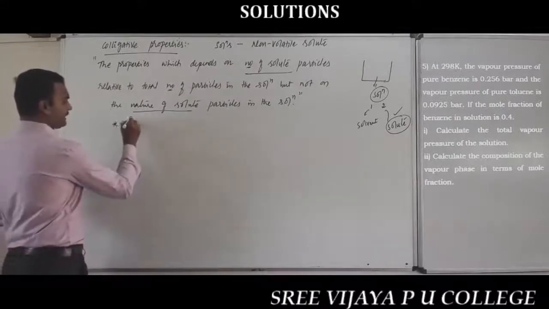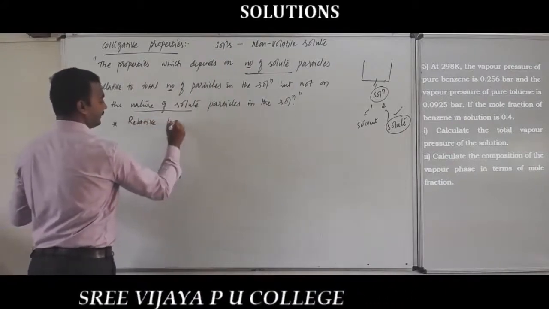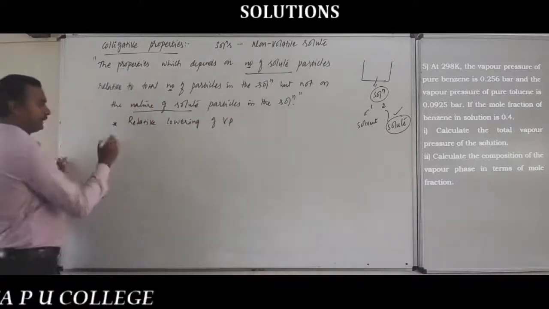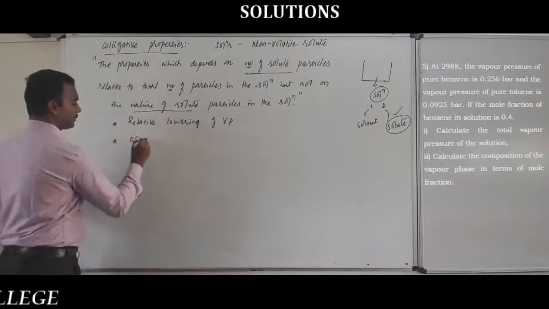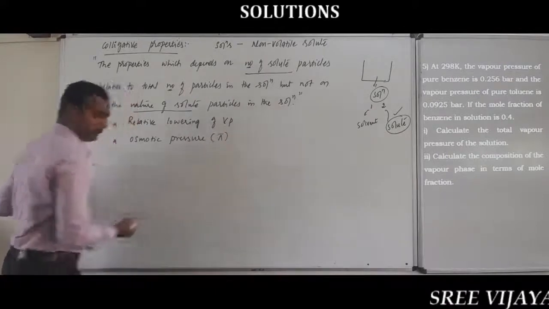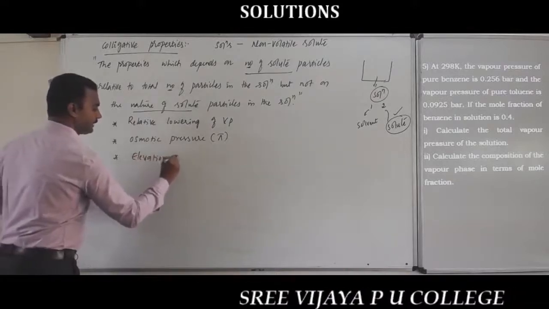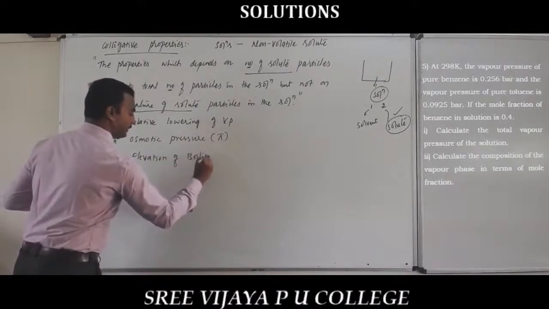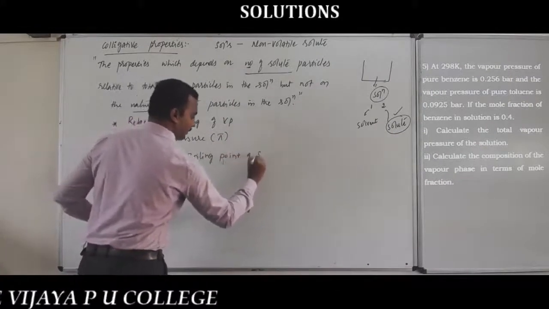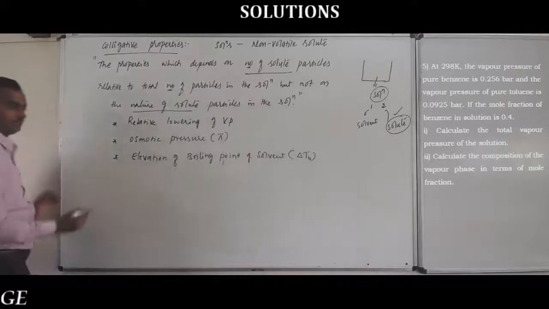First one is relative lowering of vapor pressure. That is one colligative property. The second one is osmotic pressure, indicated by pi. The third one is elevation of boiling point of solvent. That is taken as delta TB, for boiling.